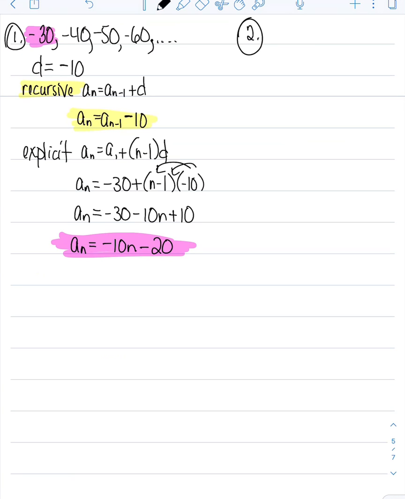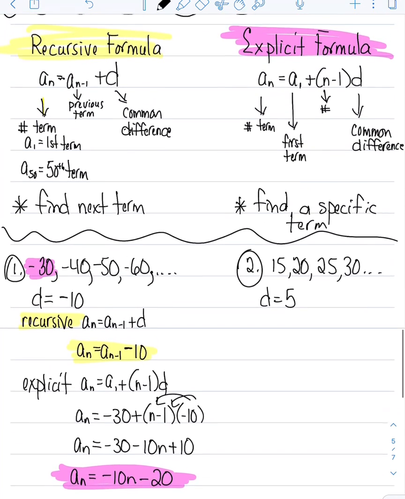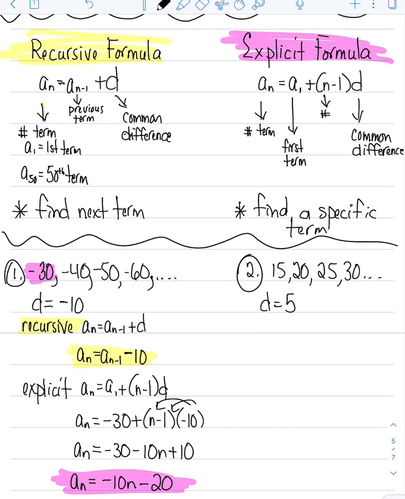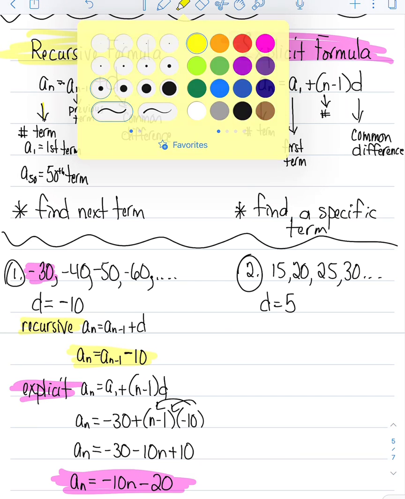So example 2. Let's say we have this pattern, 15, 20, 25, 30. First of all, let's find our common difference. It looks to me like we are adding 5 each time. So our common difference is 5. D equals 5.